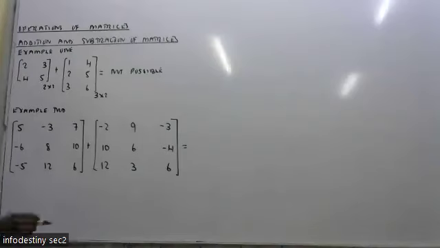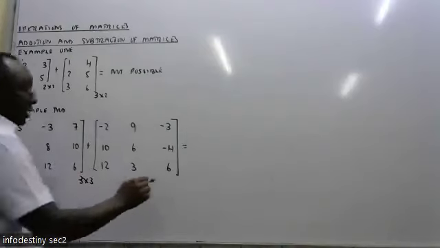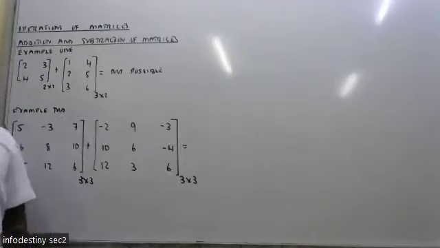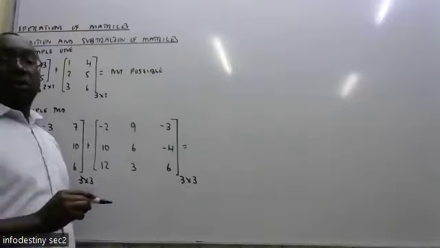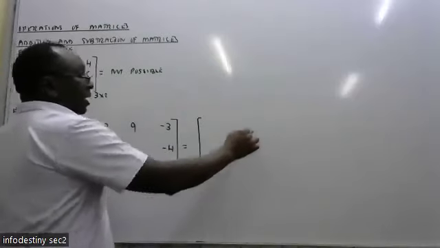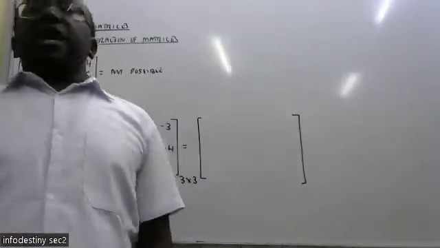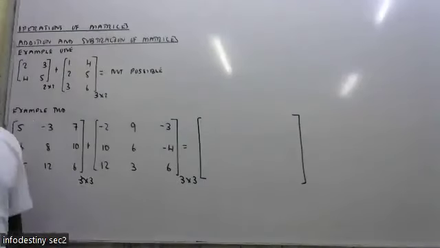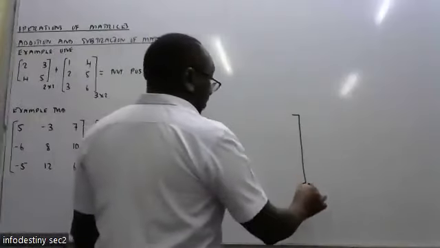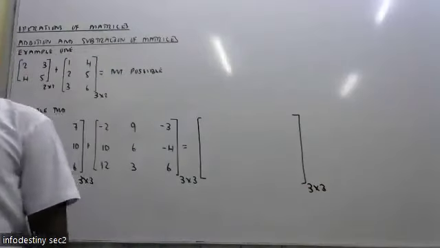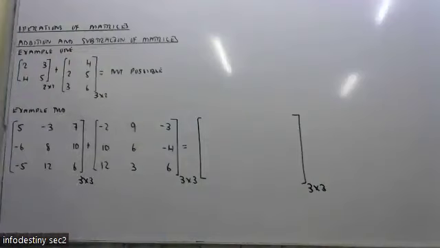Now, the first thing is, this one is a 3 by what? 3. And this one is also a 3 by 3. So are they of the same order? Yes. So if they are of the same order, they satisfy the rule. Then you must know what kind of a matrix you will get. When you're adding matrices of the same order, you will also get a matrix of the same order. So we are going to get a matrix that is 3 by 3. Now we add the corresponding elements this way.